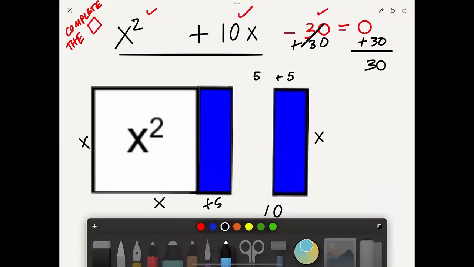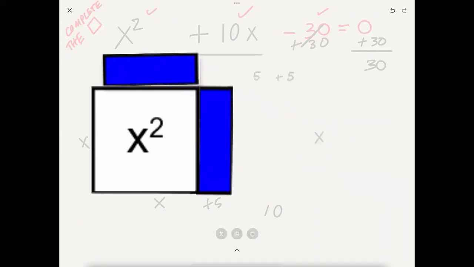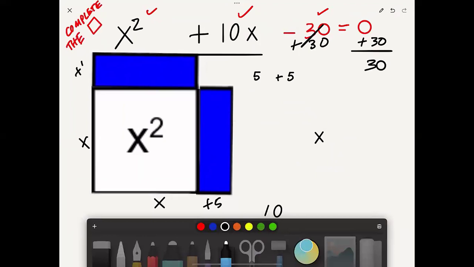Now we're going to take this side right here. We're going to flip it, and we're going to move it right here. Now, I have changed the side a little bit, so let me fix that. So it's going to go right here, right? And this is also plus 5. So all we're trying to figure out is what do we need to add right here to complete the square? Well, if this is 5 and this is 5, we're going to add 25 to complete the square.